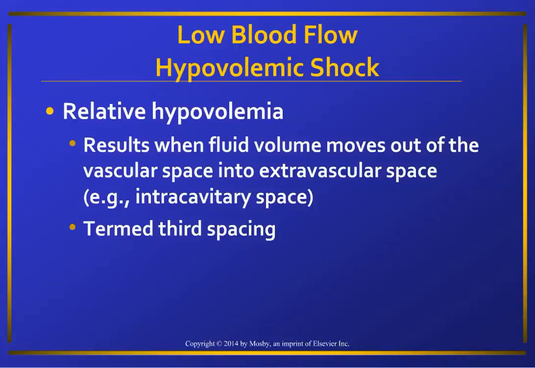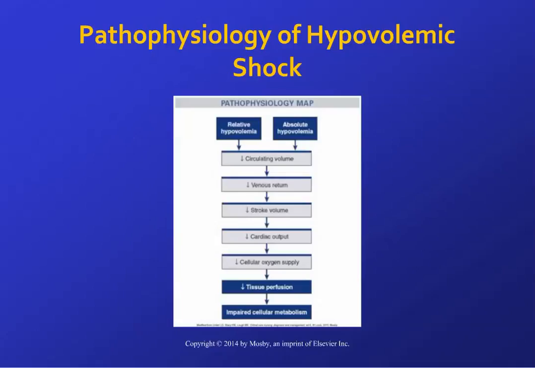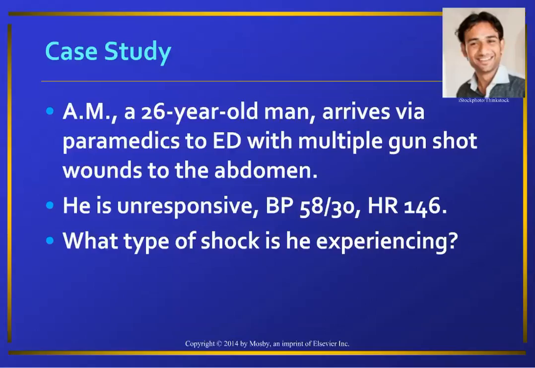Or a relative hypovolemia, which results when fluid volume moves out of the vascular space into extravascular space, and this is termed third spacing. One example of a relative volume loss is leakage of fluid from the vascular space to the interstitial space from increased capillary permeability, as seen in burns. This is a depiction of the pathophysiology of hypovolemic shock.